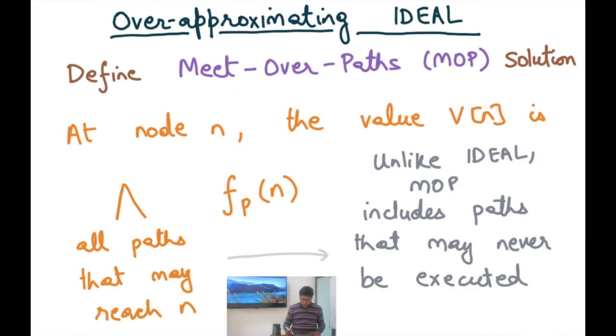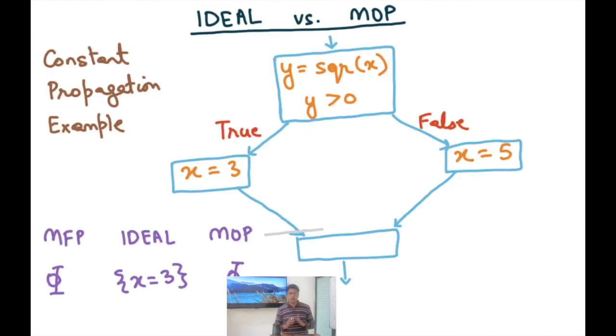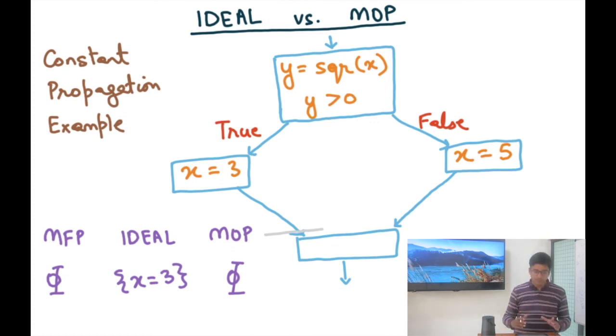So unlike ideal, MOP includes paths that may never be executed, and so it's a conservative solution. It's a more conservative solution than ideal. But does it make our problem easier? Well, it does, because identifying the MOP solution is no longer an undecidable problem. And so let's understand what is the MOP solution for this particular example that we saw in our previous slide.